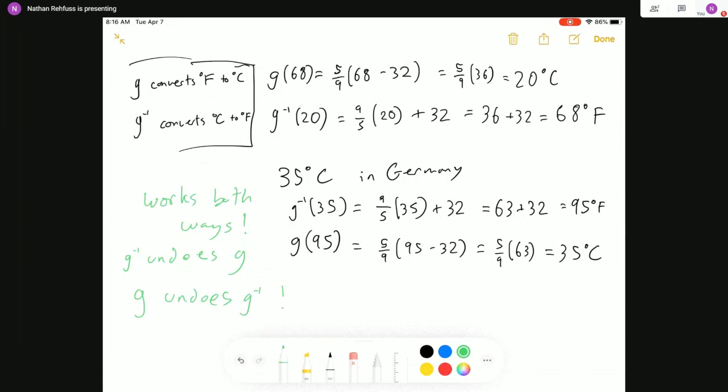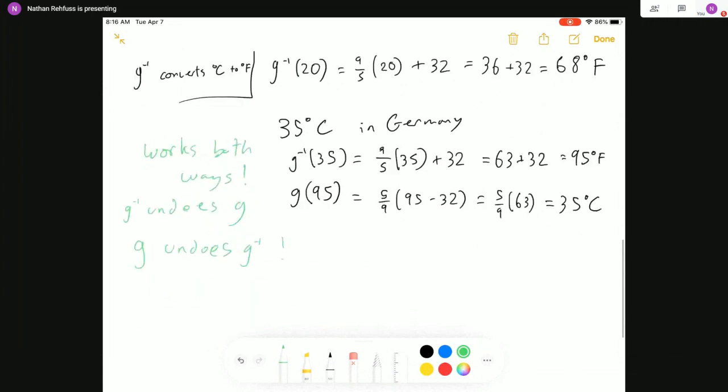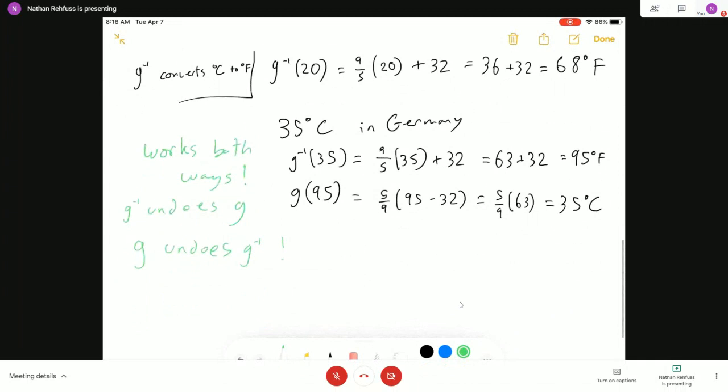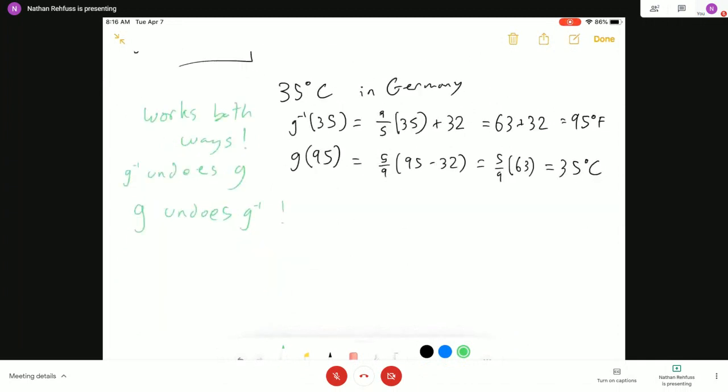G undoes G inverse and G inverse undoes G. So inverse functions come in pairs. Any questions so far? All right.